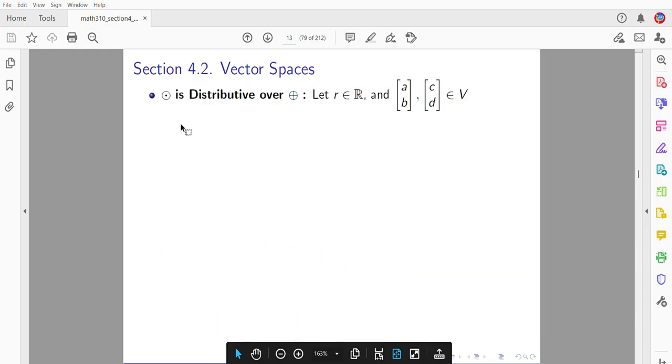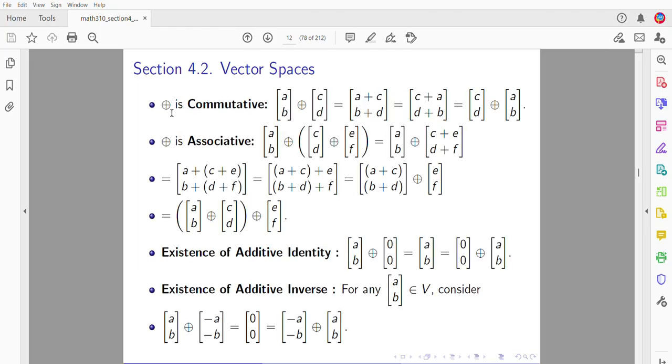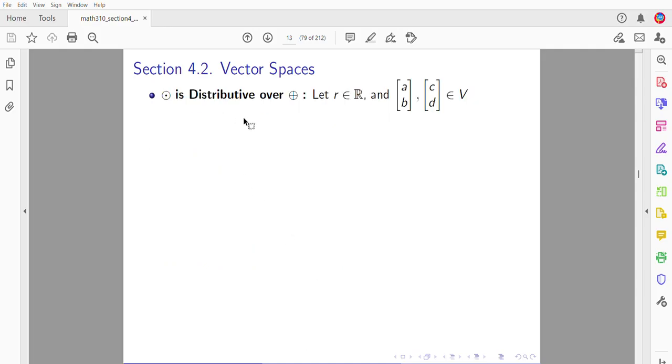Distribution. So you see, in addition to closure, there are 4 ⊕ properties and 4 ⊙ properties. The 4 ⊕ properties are commutative, associative, existence of additive identity, existence of additive inverse. So these 4 in addition to the closure. Now there are 4 ⊙ properties. The first one is ⊙ is distributive over ⊕. That means scalar multiplication is distributive over vector addition.